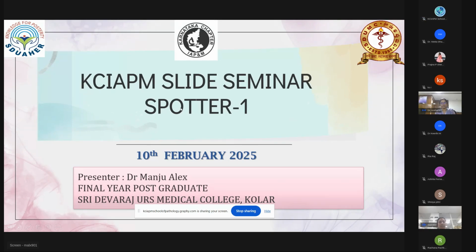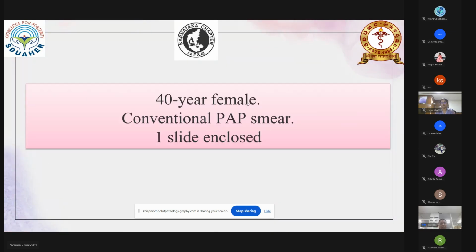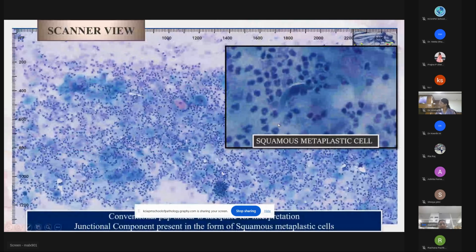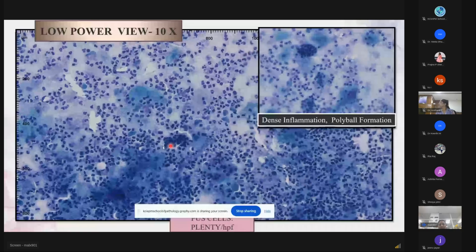Good afternoon, all. I'm Dr. Manju Alex, final year postgraduate from Sri Devaraj Urs Medical College, Kolar, and I'm allotted spotter 1. The history is of a 40-year-old female; a conventional Pap smear has been received. On scanner view, the conventional Pap smear is adequate for interpretation, and the junctional component is present in the form of squamous metaplastic cells. We can also see dense inflammation and polymorph formation, and pus cells, plenty, are seen per high power field.